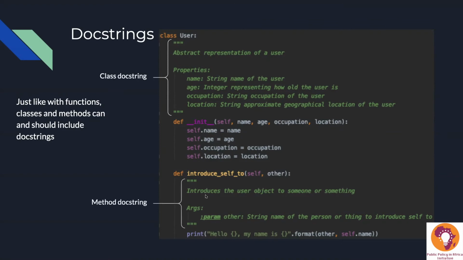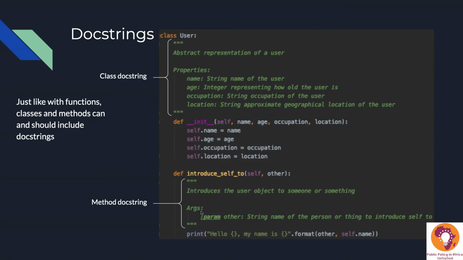And then our methods can also have docstrings. So down here, I have a method docstring. Just like with functions, we want to include the same things that a function docstring would include. So remember, any function must have at least a description. So here I have: introduces the user object to someone or something. So that's the description of the introduce self2 method.